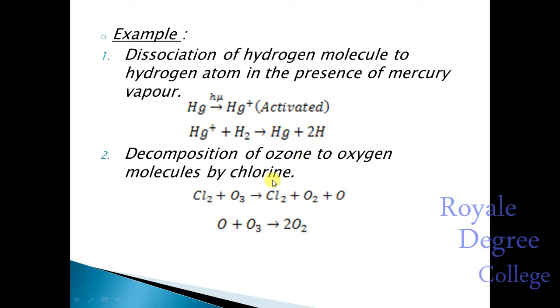Another example we'll see is the decomposition of ozone to oxygen molecule by chlorine. Cl2 reacts with ozone, and we get back the chlorine along with oxygen and one nascent oxygen. This nascent oxygen again reacts with ozone, and we get 2 moles of oxygen.